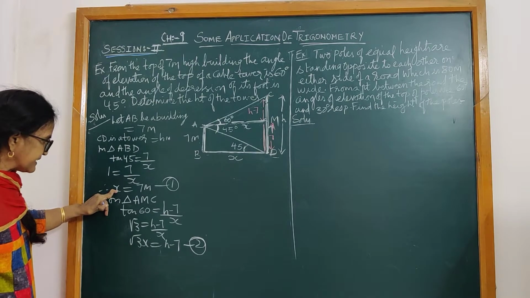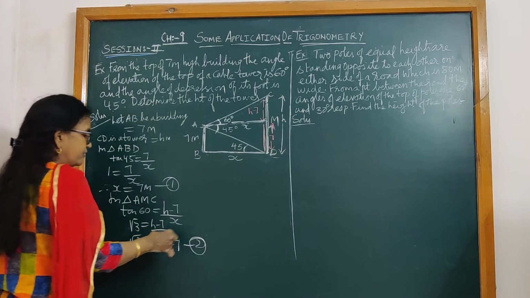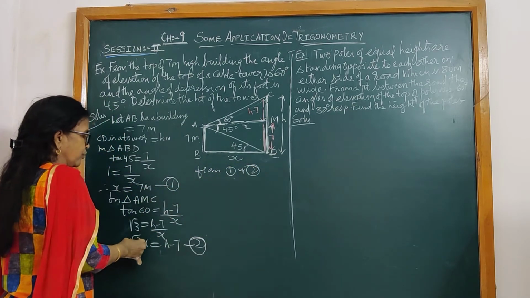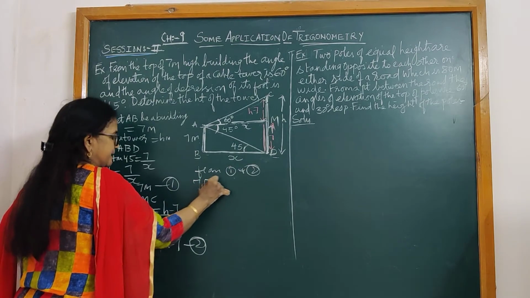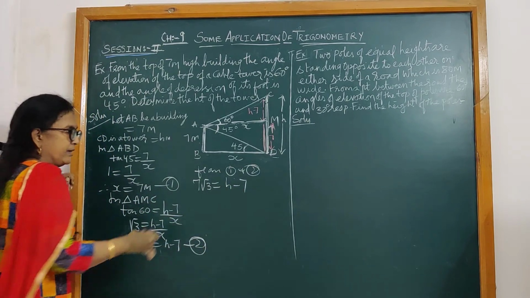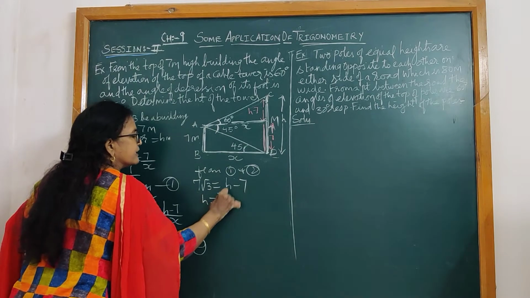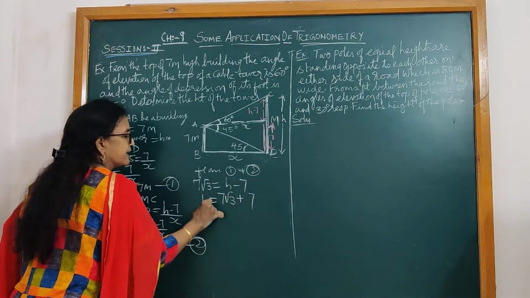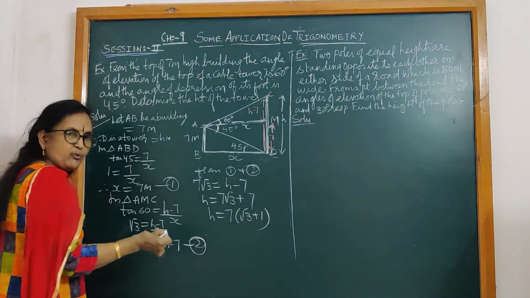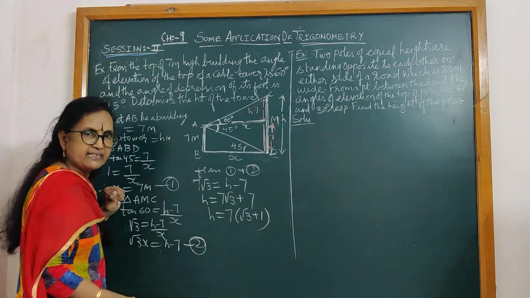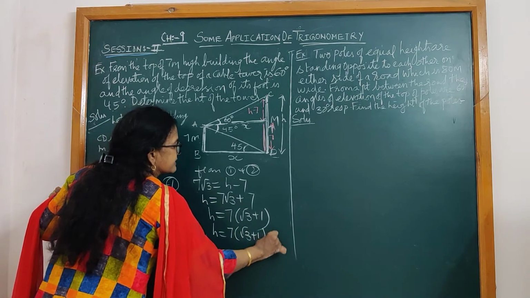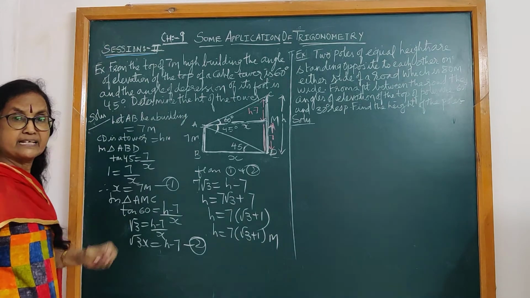Now, we have already got x as 7. You can replace the value here from 1 and 2. So root 3 times 7 becomes 7 root 3, which is equal to H minus 7. Take it here: H will be equal to 7 root 3 plus 7. H is equal to 7 common, 7 times root 3 plus 1. If you want to replace the value, you can replace root 3 with 1.73, or you can keep it like that: 7 times root 3 plus 1 meters. You have to compulsorily write the units.